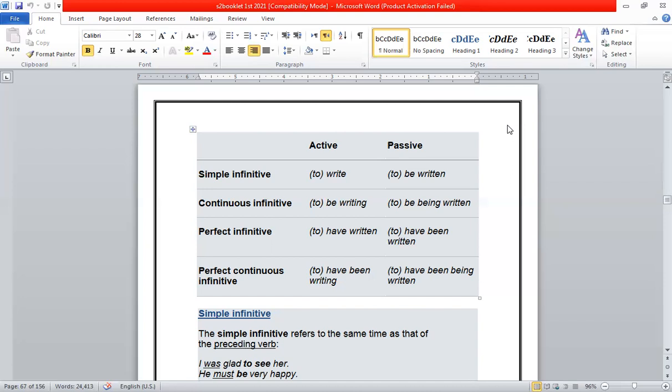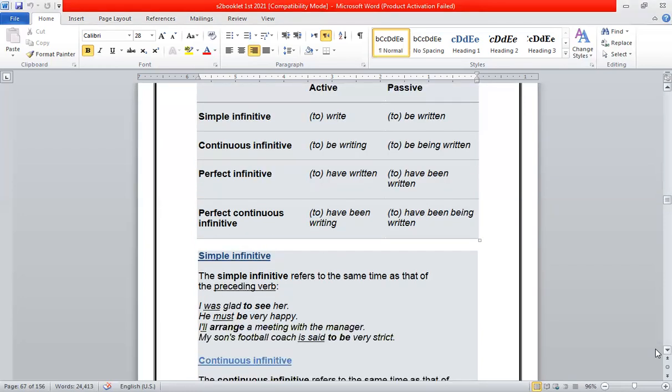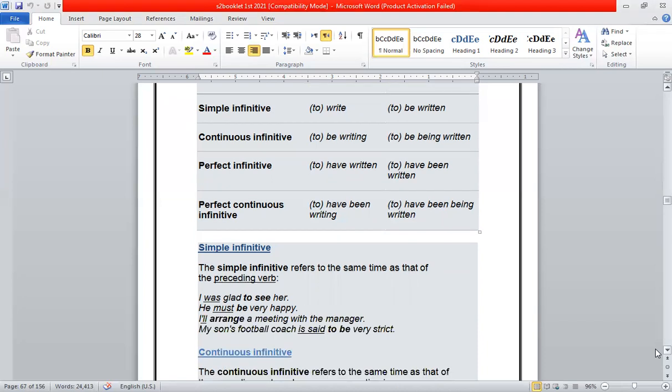Okay, what about the passive form of the perfect continuous infinitive? Have been, or being written. So the letter has been written all day, or the essay has been written. They didn't say who wrote it, or who is writing it. Okay, let's discuss one after another with examples.